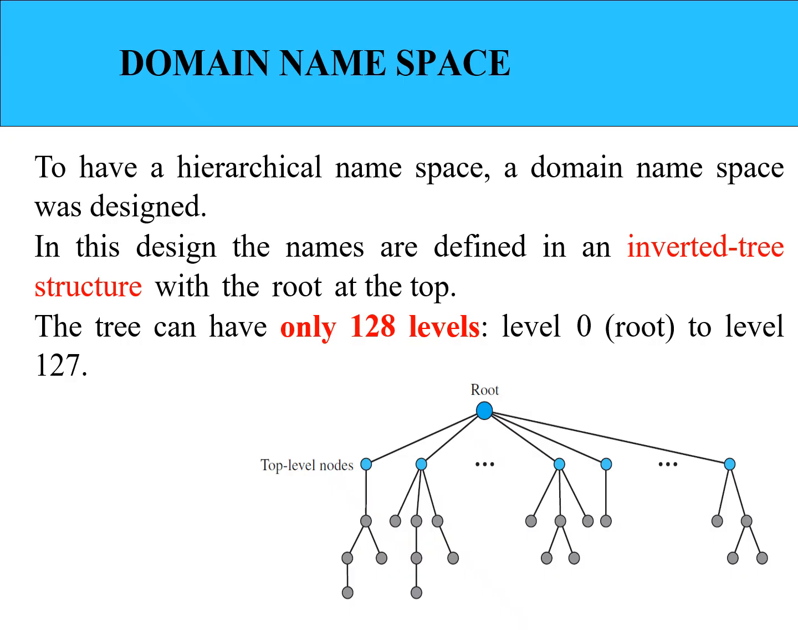Now let us look at what the domain namespace is. To have a hierarchical namespace, a domain namespace was designed. In this design, the names are defined in an inverted tree structure with the root at the top. A tree can have only 128 levels. Level 0 is called the root. Likewise, we have level 1, level 2, up till 127. This is called the domain namespace.